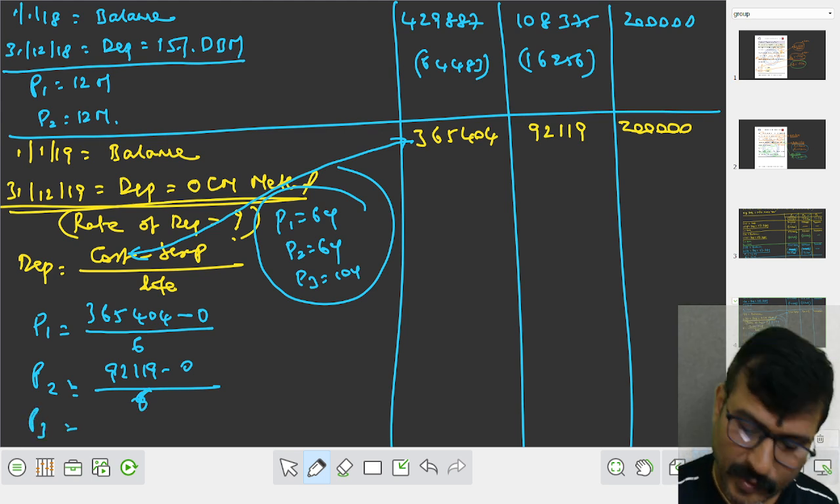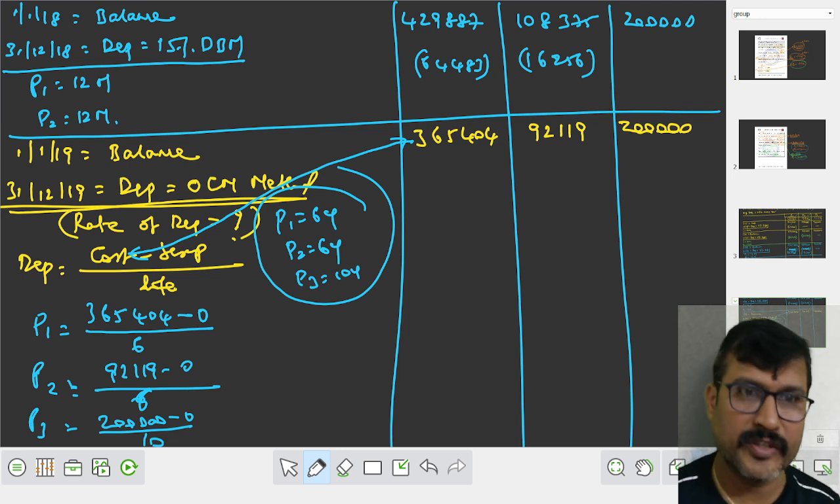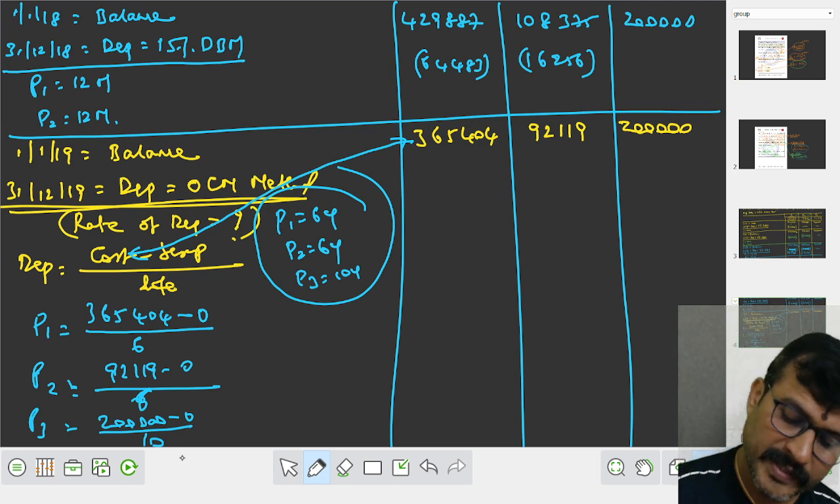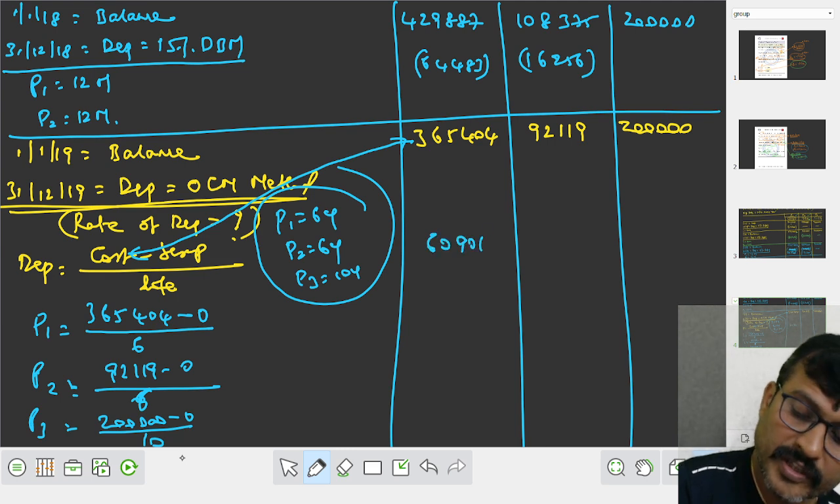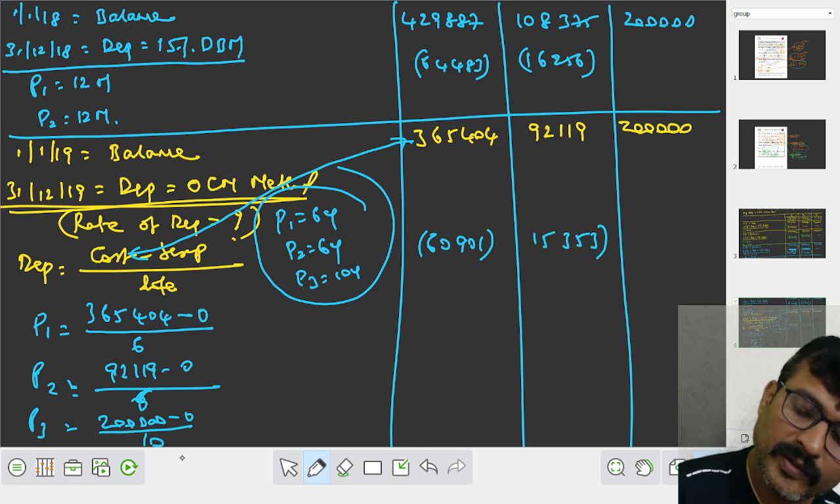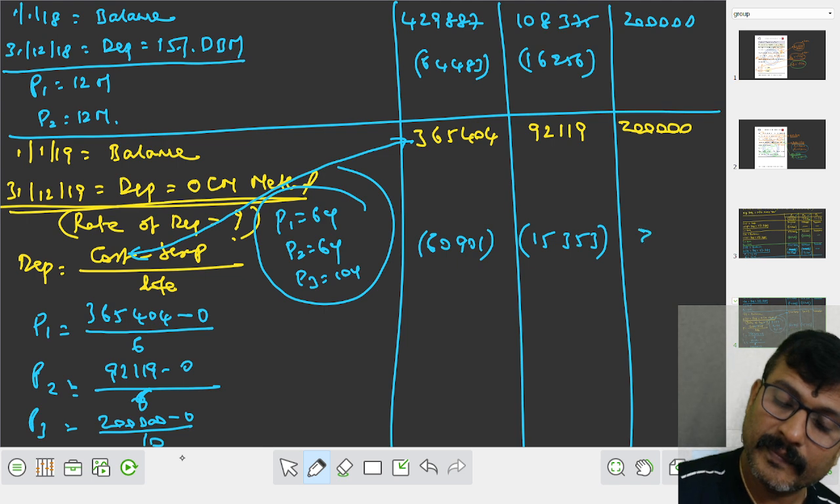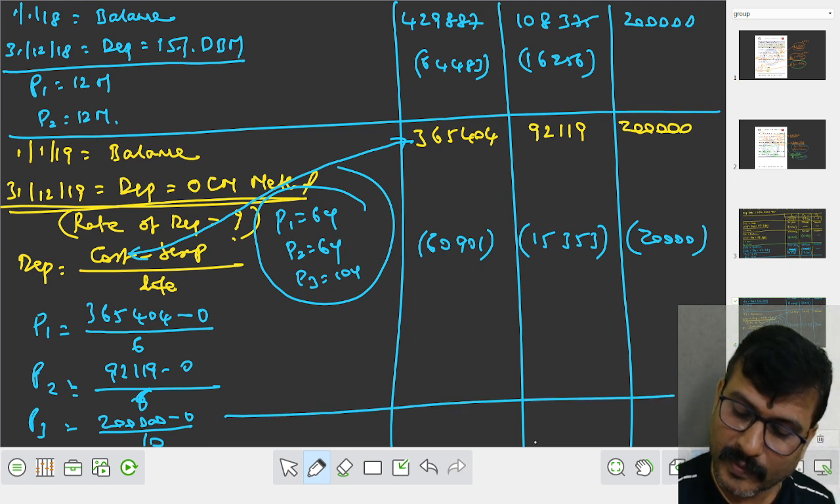Plant 3. 2 lakhs. No scrap. Life is 10 years. The depreciation comes how much? The depreciation comes to rupees 60,901, 15,353 and 20,000. Now you work out a balance.